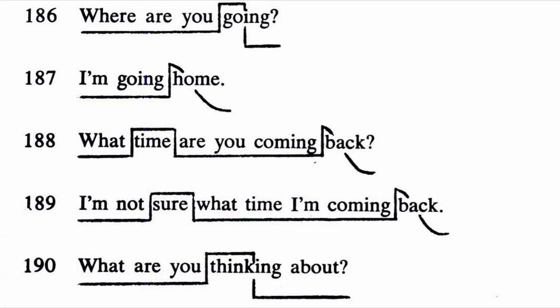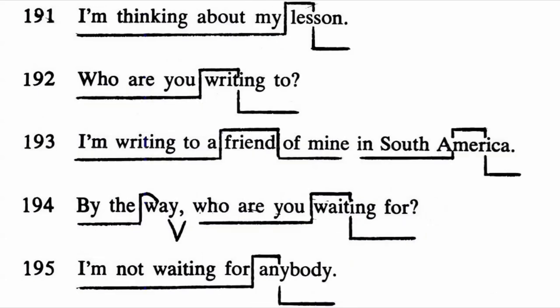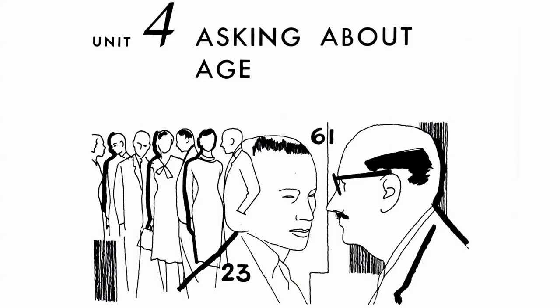What are you thinking about? I'm thinking about my lesson. Who are you writing to? I'm writing to a friend of mine in South America. By the way, who are you waiting for? I'm not waiting for anybody.